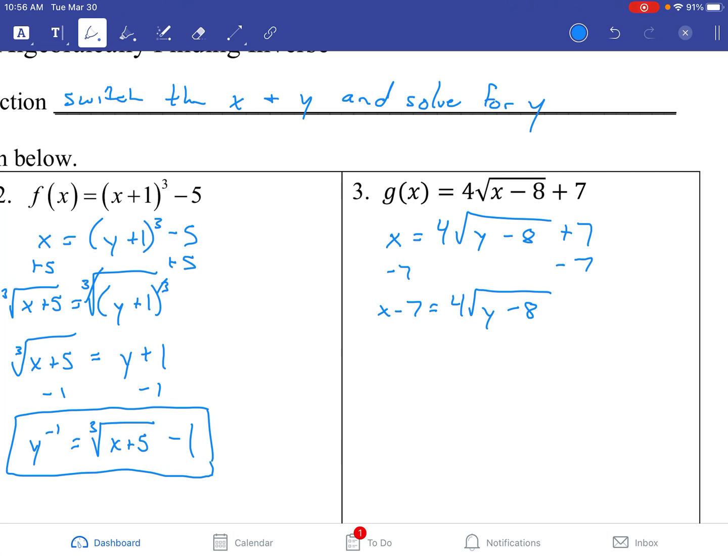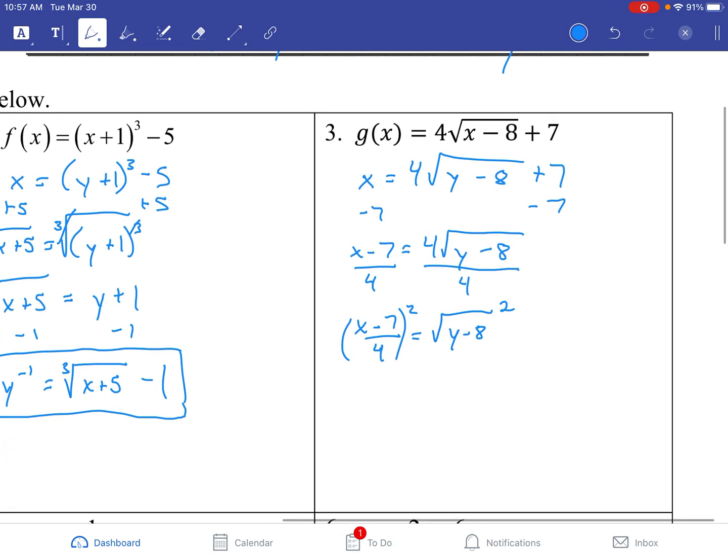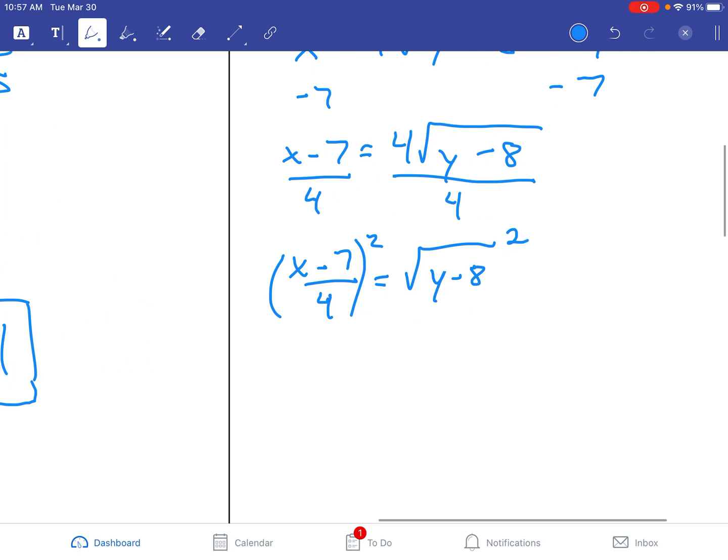Okay. Next, we have to get that 4 out of there. We're going to divide both sides by 4. So we have x minus 7 divided by 4 equals the square root of y minus 8. Okay. Next, before we can get to that negative 8 inside that square root sign, we have to get rid of the square root sign. So the opposite of square root is squared. So we're going to square this whole thing. Now you don't actually have to do that. You're just showing that you're doing it by putting that squared around that parentheses. You can just leave it just like this.